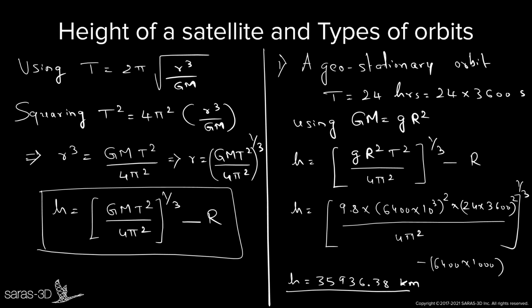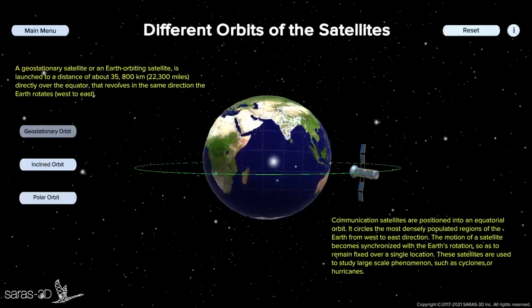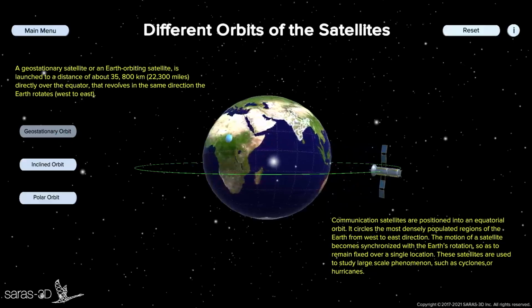What I have said is an approximated value, but the present calculation yields 35,936 kilometer. So this is actually the height of the satellite which is placed in a geostationary orbit, right? Now, based on these simple parameters of satellite motion, we will go through a simulation. So we talked of geostationary orbit, so first we will start with that.